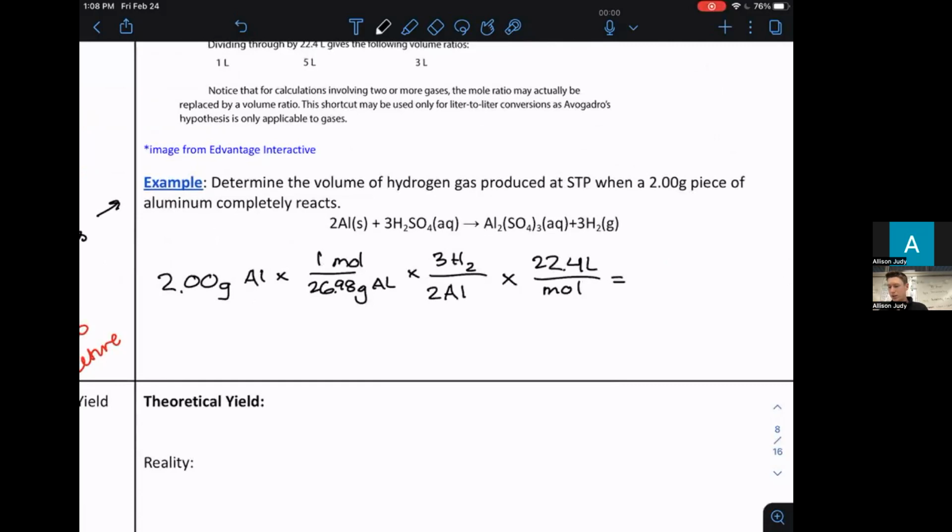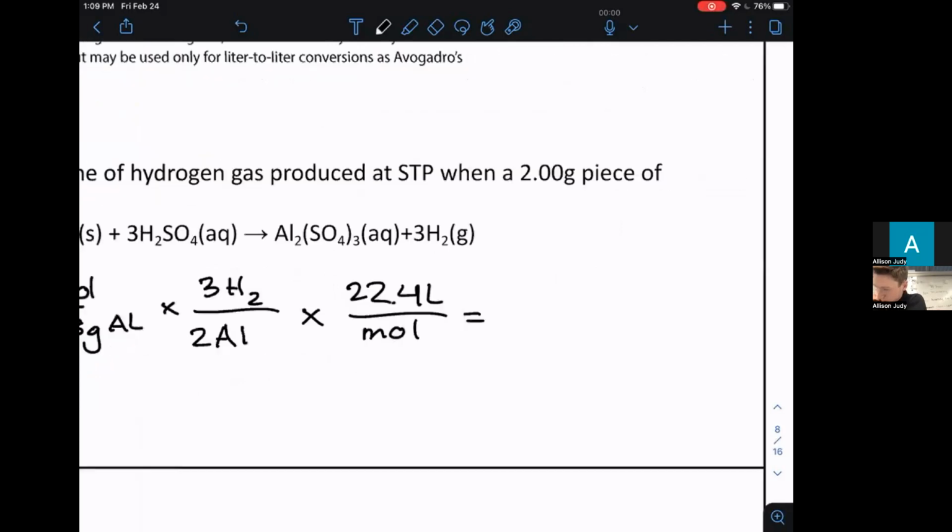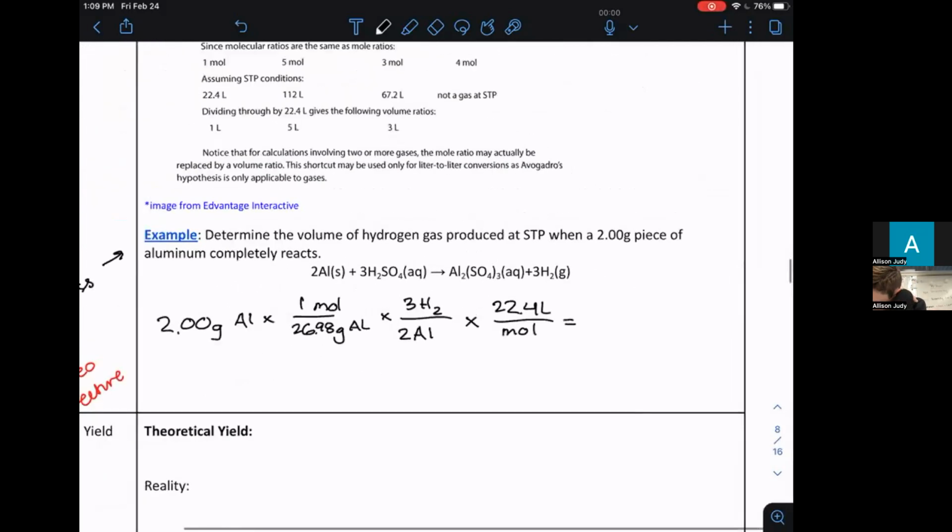And I guess I'll do this. You guys theoretically already did this, but I'll go divided by 26.98 times 3 over 2 times 22.4, and we get 2.49. 2.49. Sorry, I need to get out of the habit of zooming in. 2.49 liters of hydrogen. Yeah? Is that what everyone else got?